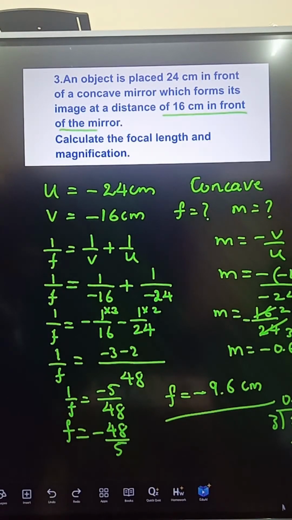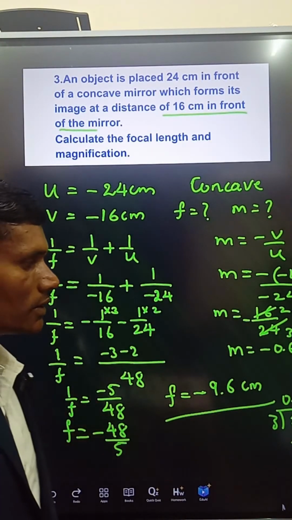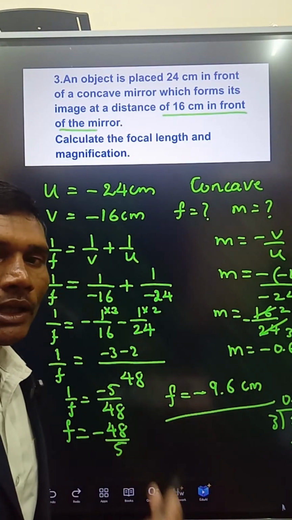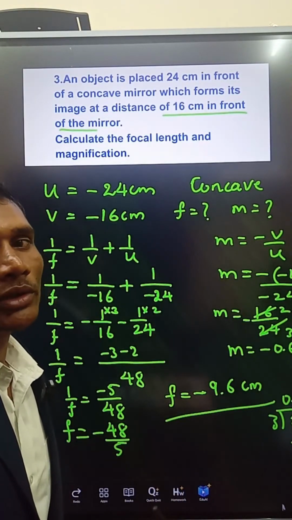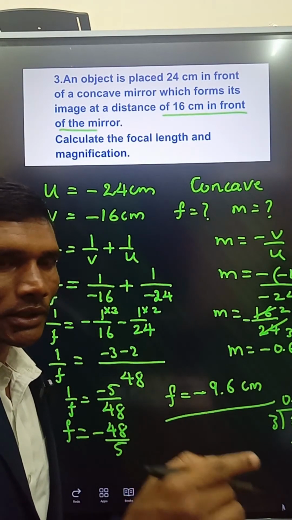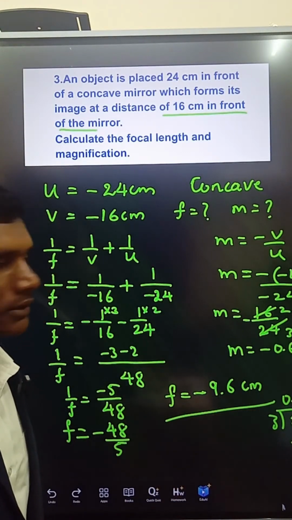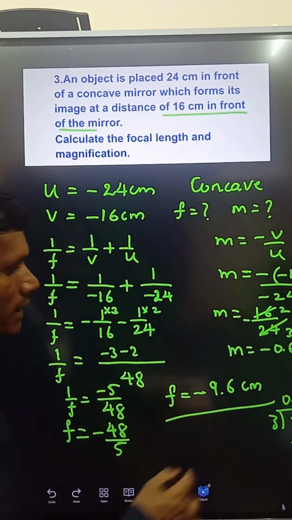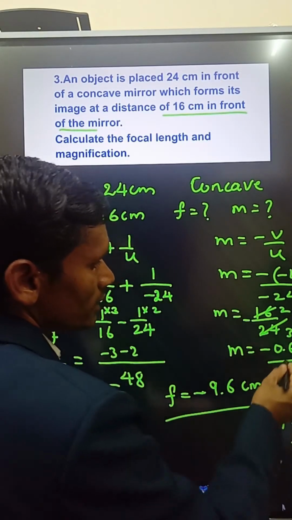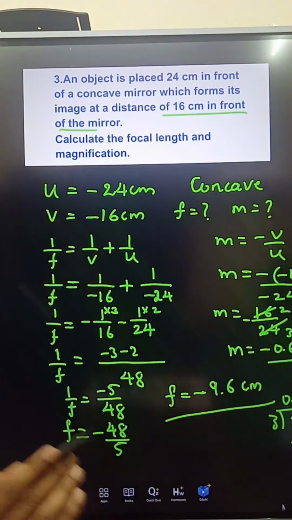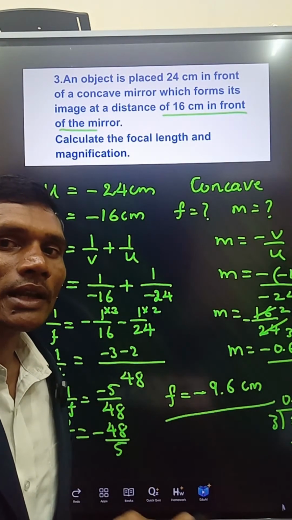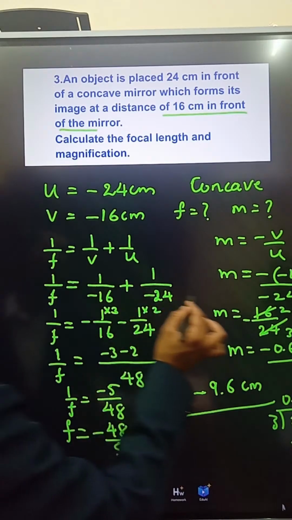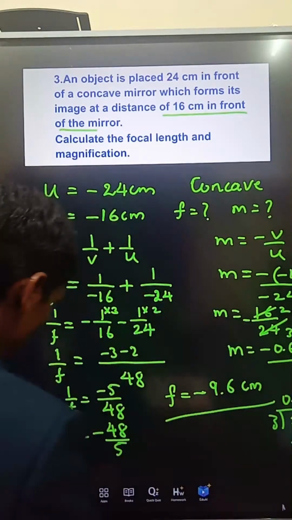In magnification we are getting a negative value. Negative value means the image must be inverted, and if it is inverted, it has to be real also. Only if it is real will it be inverted, remember. So real and inverted we are getting as a hint. Now you should also understand here, magnification 0.667 means it is less than 1. More than 1, less than 1, equal to 1, three things we are getting. So what we can say is here, I'll write here.